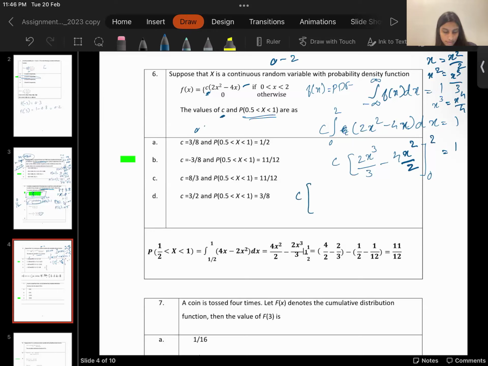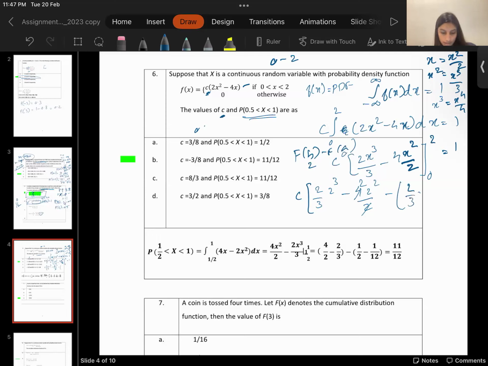c of 2 by 3, so instead of x, you substitute 2. 2 cube minus 4 into 2 square by 2. You just keep this as such. And then you have to do F of b minus F of a, right? So F of b is at 2, a is 0. So we substituted 2 in this function already. And now we have to substitute 0.